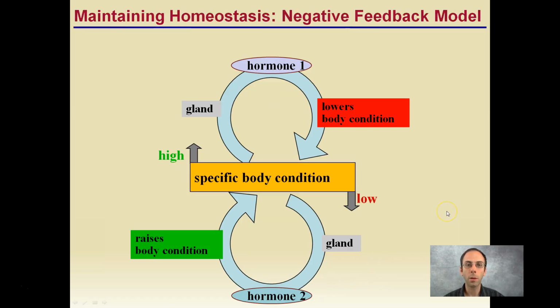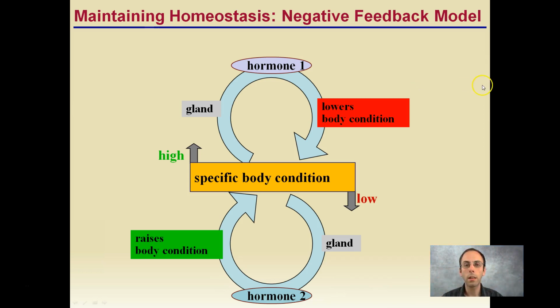So let's now look at some examples. There's a negative feedback model, it's called. So we have a specific body condition. We have something increasing, a gland releasing a hormone causing a lowering of that condition. Now, if something's getting too high, we have a way to lower that condition. But if the body overcorrects and overlowers the condition, there typically needs to be another hormone that will then raise that condition. That's how our body is able to try to maintain that homeostasis: if it's too high, it's trying to bring it down, and if it's too low, it's trying to bring it up.